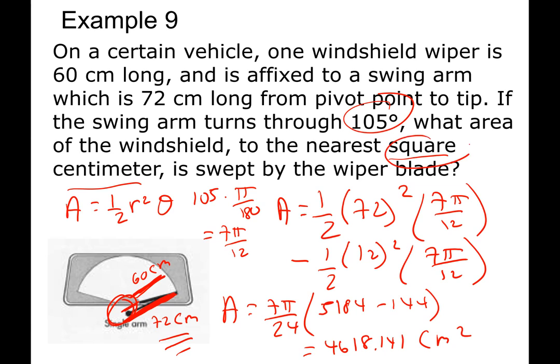And then because they're saying to the nearest square centimeter, again, maybe your book might say that, although the AP test will not really ever. So you could just say 4618 cubic centimeters, or I'm sorry, square centimeters. Either one is fine. Again, as always, as long as you show the work, you should be good to go.